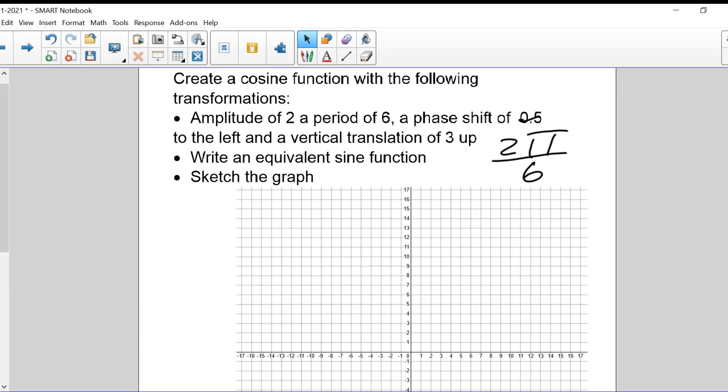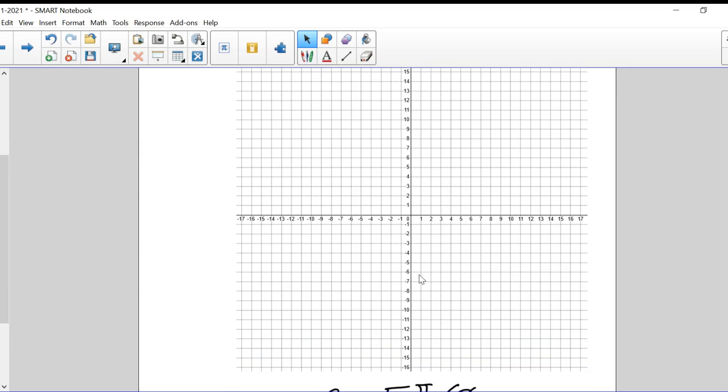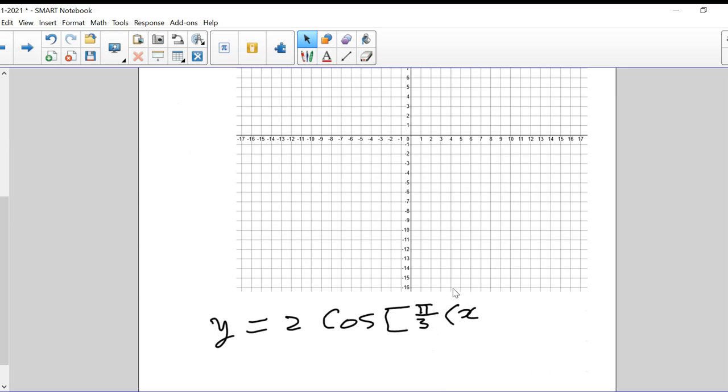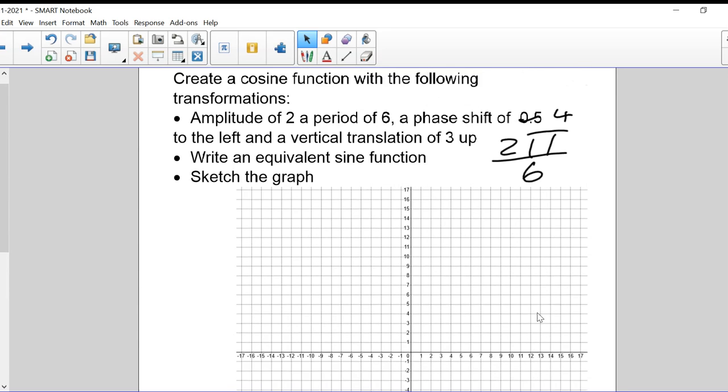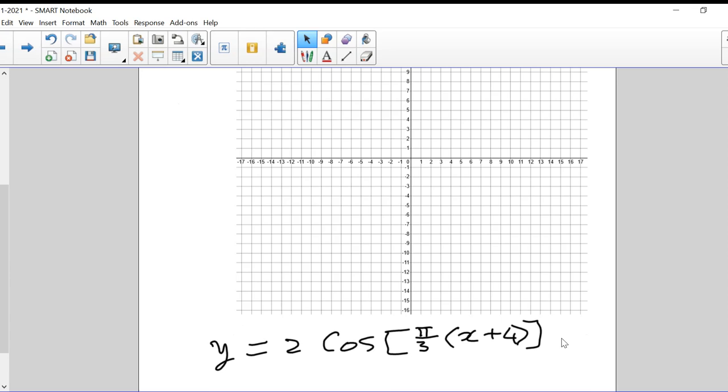What if I change this to maybe something like 4? Let's make it 4 to the left, just to make it easier on this grid right here. Putting in a half is going to be a little challenging. So let's say x plus 4, because we're going to the left. And then the vertical translation, we said was 3 up. So plus 3.